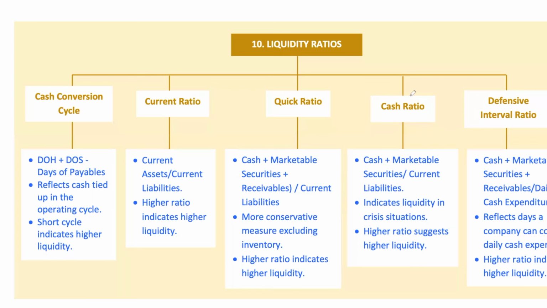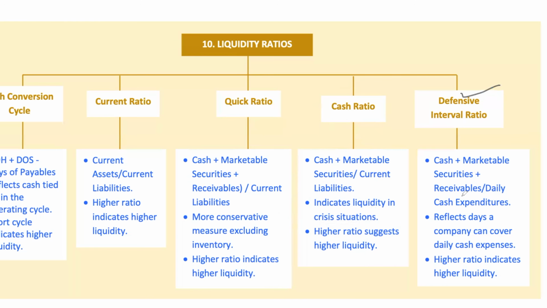Now, let's talk about the cash ratio. The cash ratio is the most conservative of all. It only considers the most liquid assets, cash and marketable securities. If things go south, this ratio tells you if the company can meet its obligations in a crisis without having to liquidate anything.